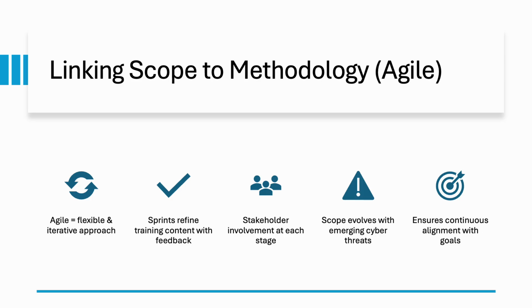In conclusion, connecting the project scope to Agile methodology provides the structure and flexibility necessary for success. Agile allows the cybersecurity training program to be deployed iteratively, refined with stakeholder input, and adapted to emerging threats. The backlog translates high-level scope items into actionable tasks, while sprints ensure continuous progress and alignment with organizational goals. Using Agile, the project team ensures that the project remains relevant, efficient, and impactful from initiation through completion.